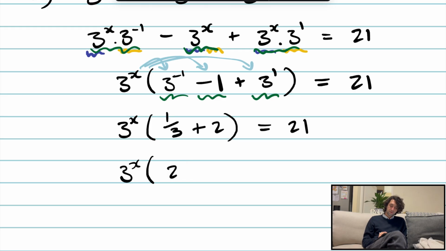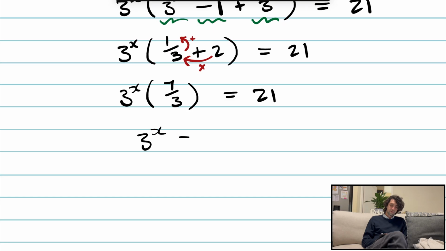But the way I like to do this, just to show you very quickly, if I want to turn this into an improper fraction, I'm going to take this 2 multiplied by the 3, and then add it to the 1. So 2 times 3 is 6, plus 1 is 7. So it's 7 over 3. That is equal to 21.